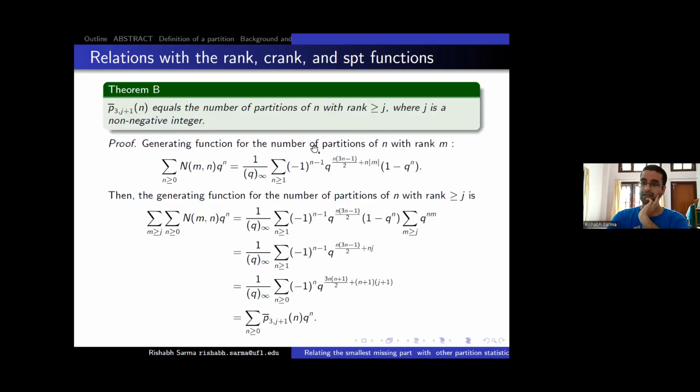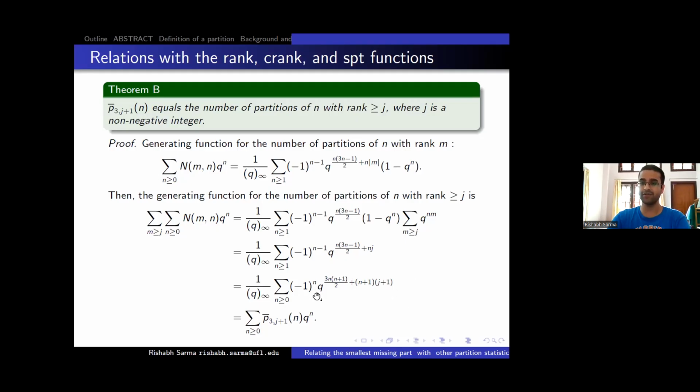The proof of that starts with the generating function of the number of partitions of n with rank m. This was given by Dyson in his paper in 1944. To find the number of partitions of n with rank greater than or equal to j, all we need to do is take a summation for rank greater than or equal to j. That means the summation runs from j to infinity. That is a very elementary calculation, and it leads us to this generating function.